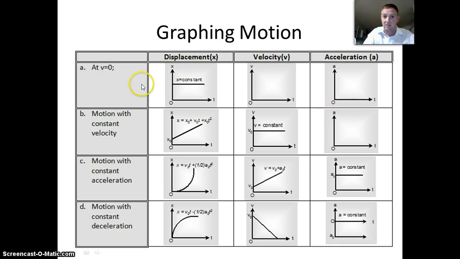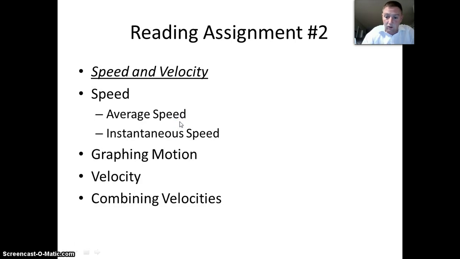This is the simplest case. When I'm not moving, my velocity is 0, which means my position is constant. Velocity is 0, acceleration is 0. Cool? All right. Now, if you are moving with constant velocity, forget this equation here, don't worry about it. It's a nice picture, so I like it.